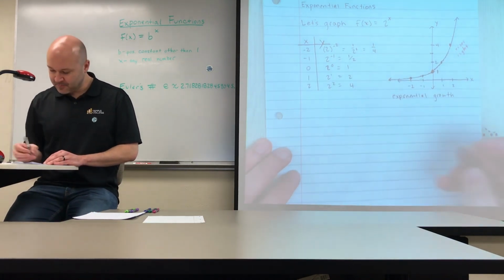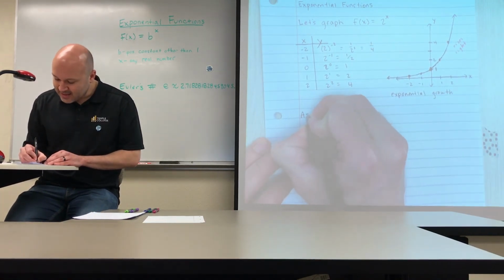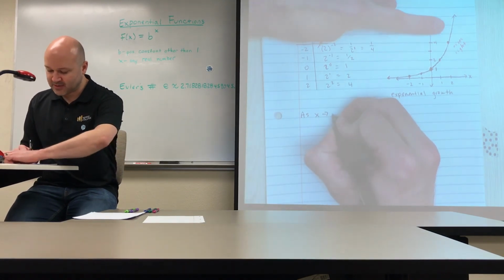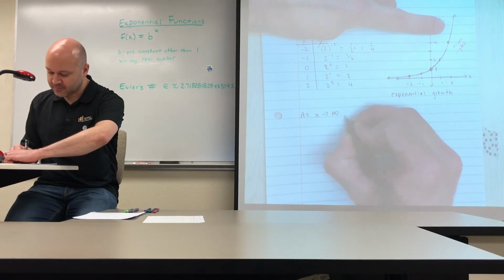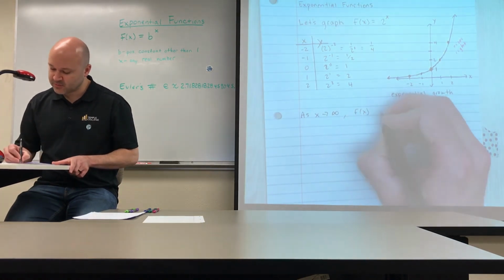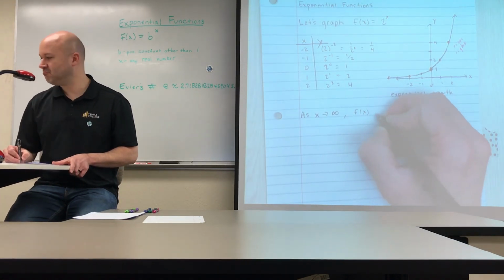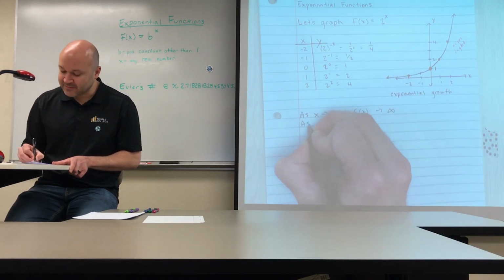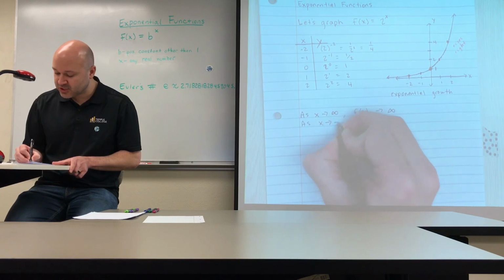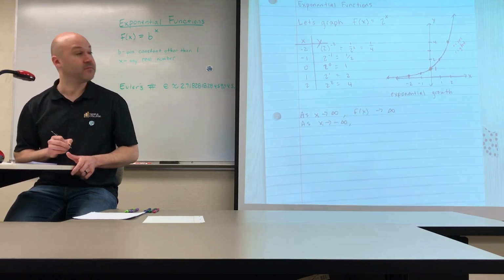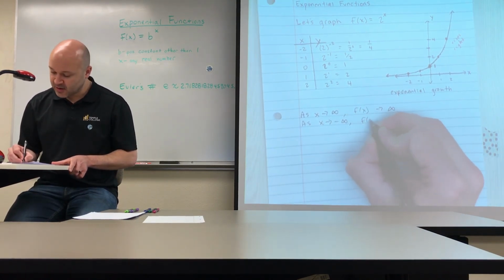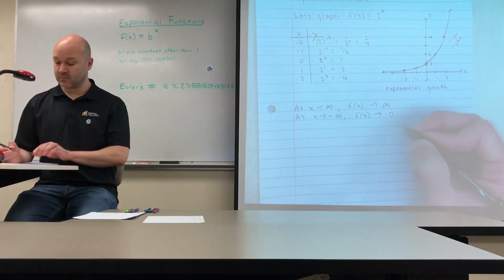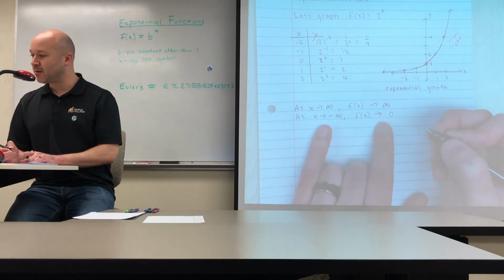So I'm going to say, as x approaches, let's do the right-hand side first, infinity, f of x goes to infinity. But on the left side, as x approaches negative infinity, the function is approaching zero. Now this is horizontal asymptotic behavior.